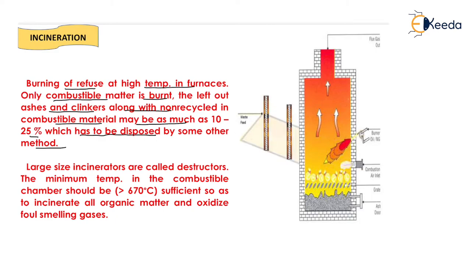Clear? Now, large size incinerators are called destructors. The minimum temperature in the combustion chamber should be greater than 670 degrees Celsius, which is very high temperature, so as to incinerate all organic matter and oxidize foul smelling gases. Why do we keep this much high temperature? To incinerate all the organic matter as well as oxidize foul smelling gases. That will be the incineration process.